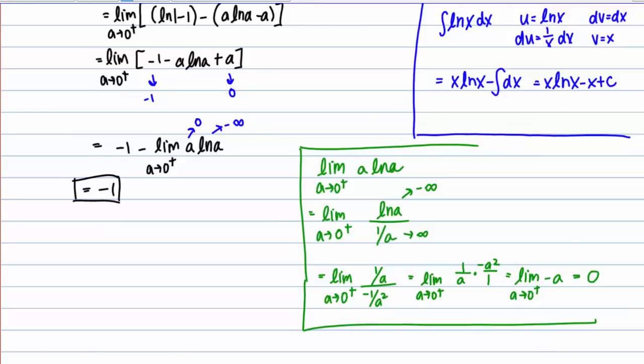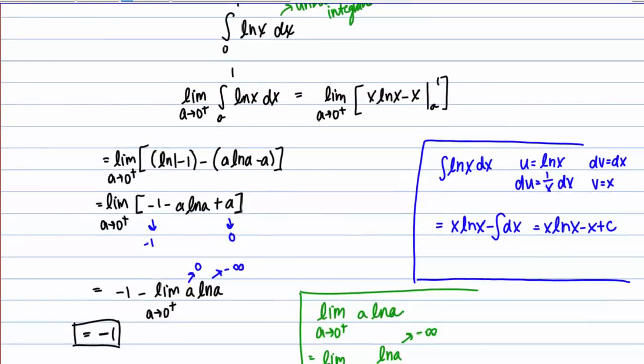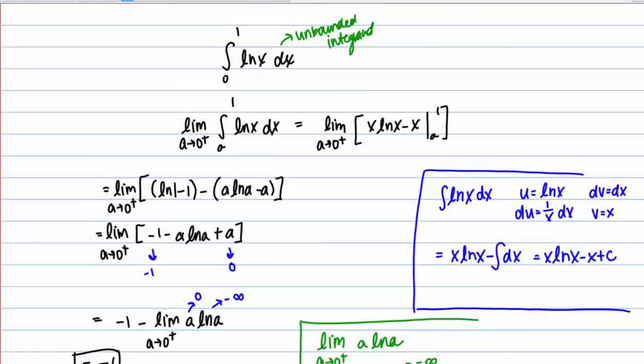And this is actually the value then of this original integral we were looking at. So we would say that this integral converges, and specifically it converges to a finite value of negative 1.